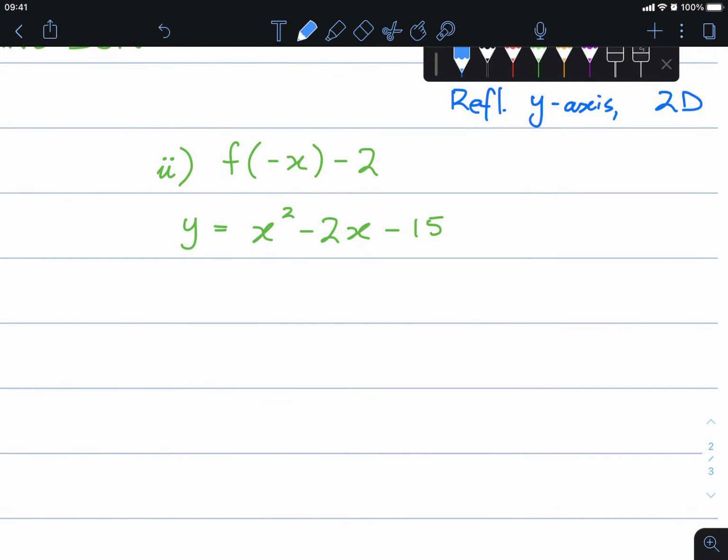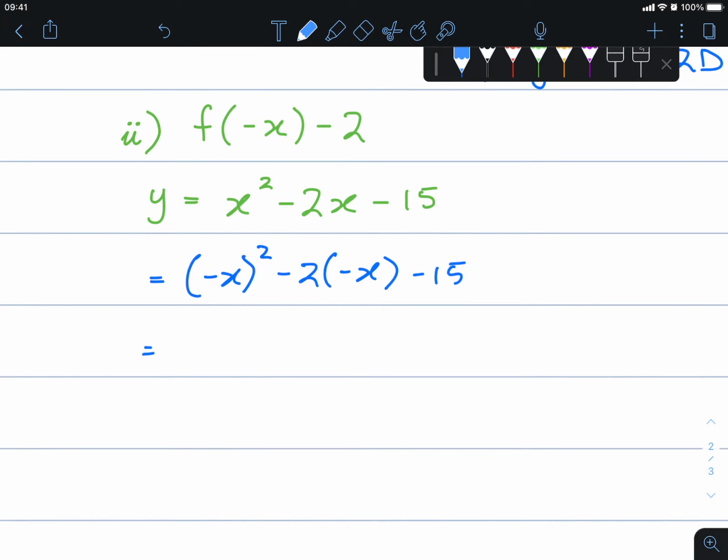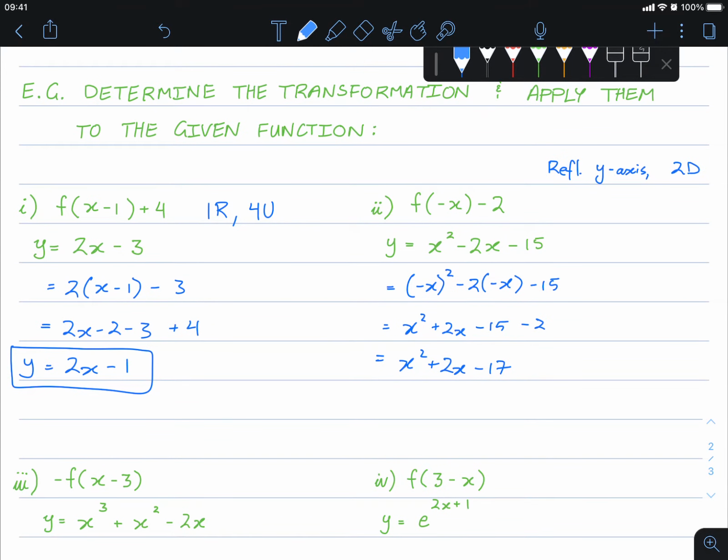Let's do the reflection first. It's negative x squared minus 2 times negative x minus 15. Negative x squared is still just x squared. This, however, becomes a positive 2x minus 15. And then we're just going to do the minus 2, which leaves us with x squared plus 2x minus 17. So this is the transformed function of the original here.